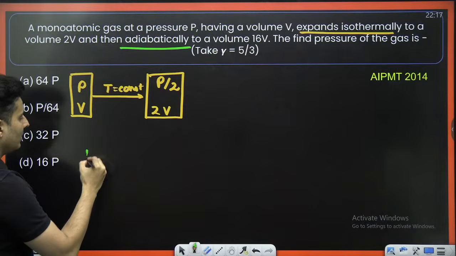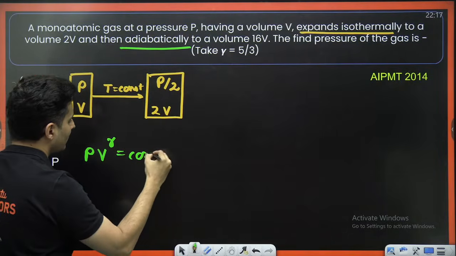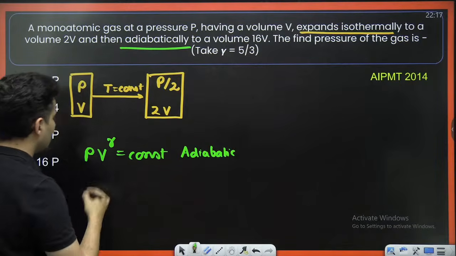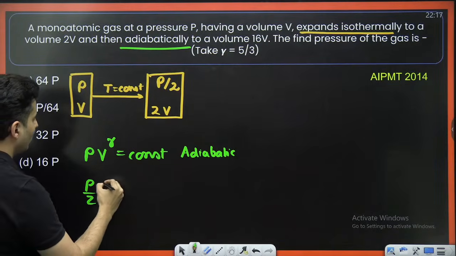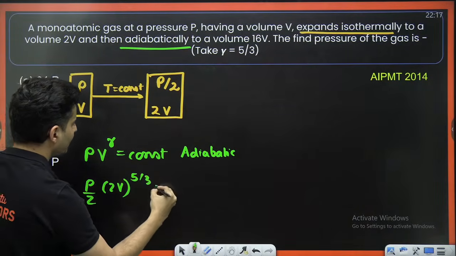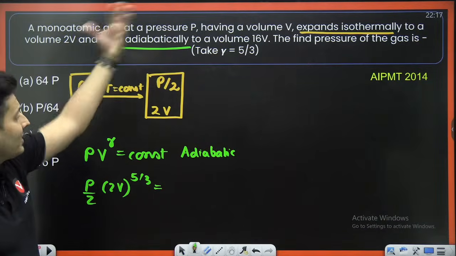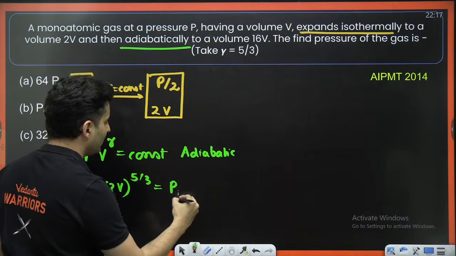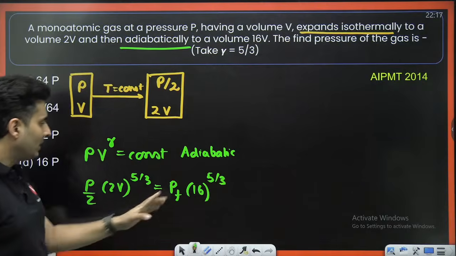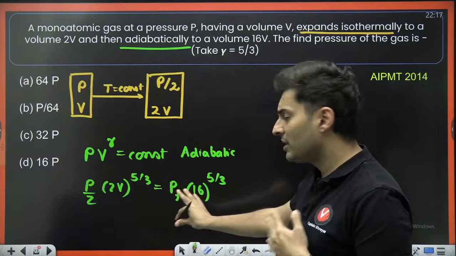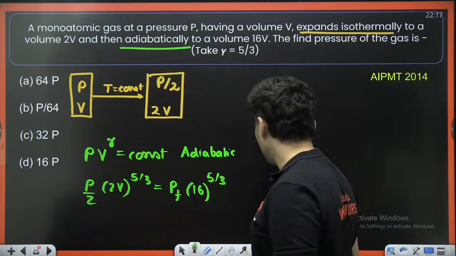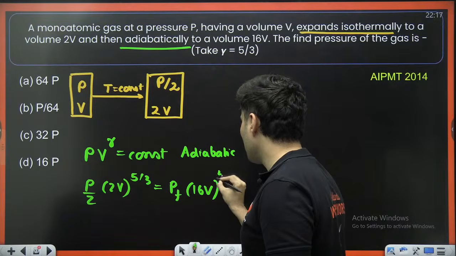Now let's go to the next part where you expand it adiabatically. In an adiabatic process, PV raised to gamma is a constant. So initial pressure P by 2, initial volume 2V, raised to gamma, which is 5 by 3, is equal to the final state, where you expand it to 16V. I don't know what the final pressure is, so I'll put PF into 16V whole raised to 5 by 3. Let's rearrange it and see what we get. It's just algebra at the end of the day. Don't get scared. Just move this here. So this was 16V, my bad, 16V raised to 5 by 3.